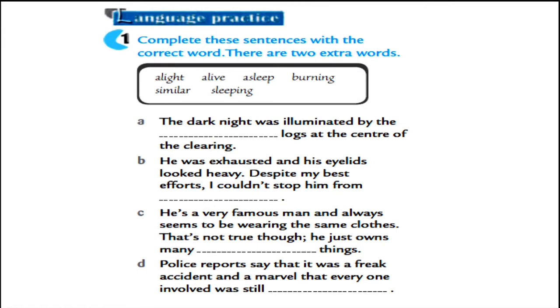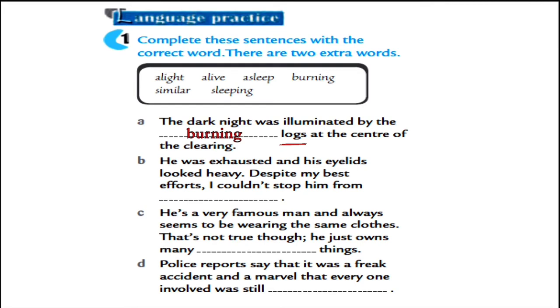So let's see the first sentence. It says, the dark night was illuminated by the, and then we have a space, then logs at the center of the clearing. So here we have dark and illuminated, which means light, and then we have logs. Which one can we choose here? Yes, very good. So we're going to choose the adjective burning. And why is that? Because it is followed by logs, which is a noun. Remember, we said that adjectives starting with A are not followed by nouns.